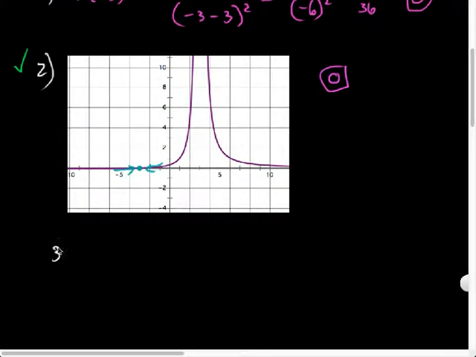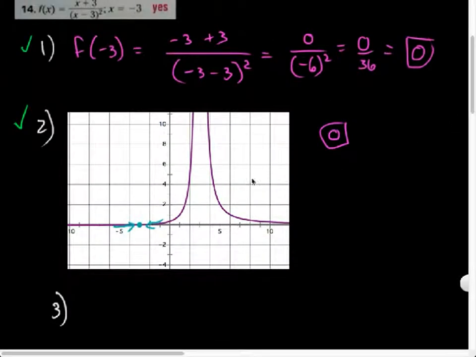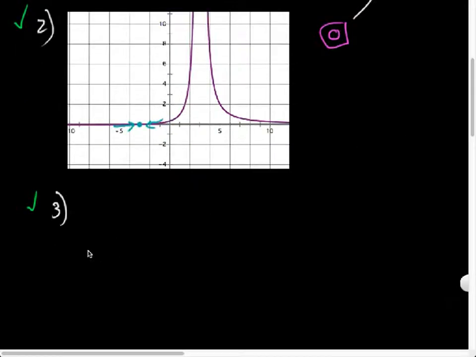And then part 3 of the continuity test asks, is the number that it approaches from left and right the same as the number it actually is at that point? Yes. So this is continuous at x equals negative 3. Because both the numbers are the same? Yes. So if they weren't the same, it wouldn't be continuous.